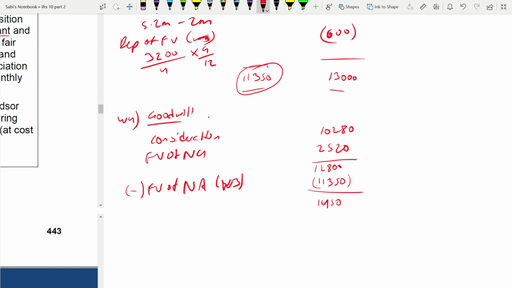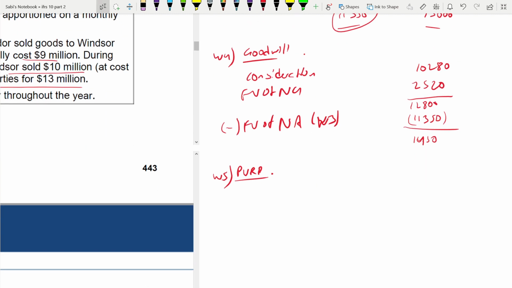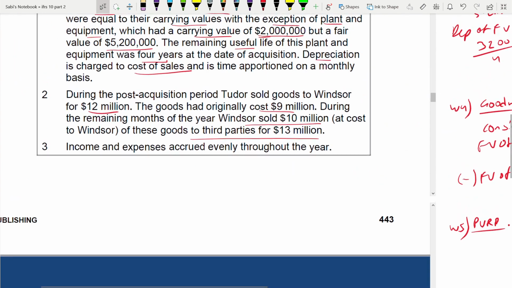So what's next? After this, working 5. Anything to do with profit. Provision of unrealized profit, PURP. If you are selling between subsidiary, parent to subsidiary, you'll be having this. Okay, now you need to understand this. This is given in point 2.